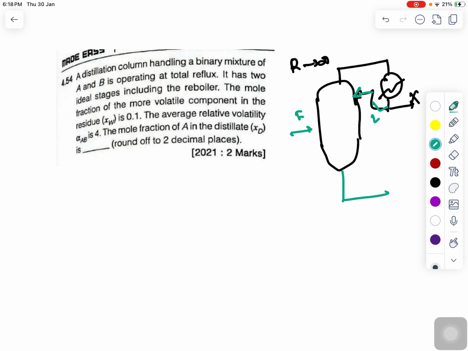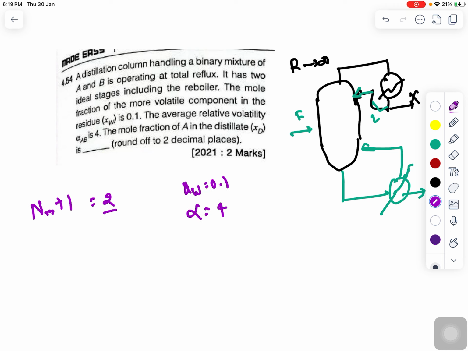There is a feed, and the distillation column has two ideal stages including the reboiler. So Nm plus 1 is equal to 2. The mole fraction of the more volatile component in the residue, xw, is given as 0.1, and the average relative volatility is given as 4. Then you are supposed to calculate the mole fraction of A in the distillate, xd, is equal to what?